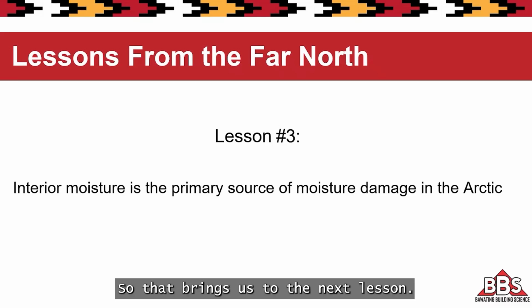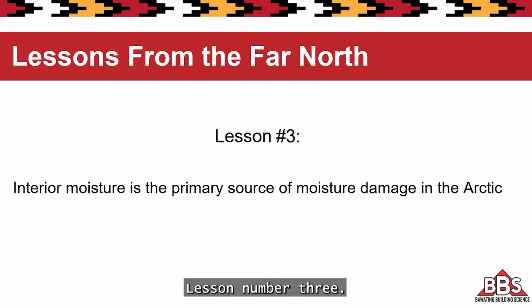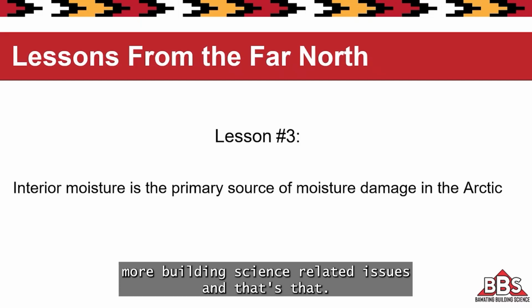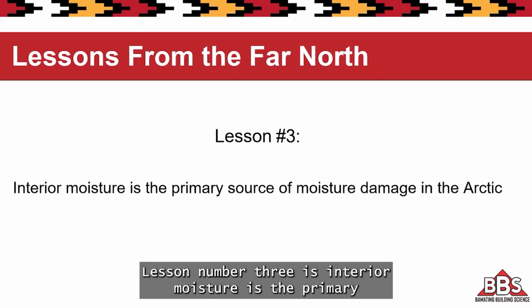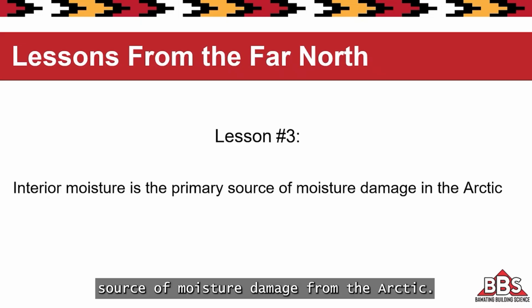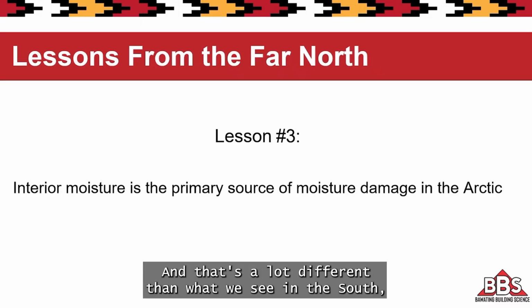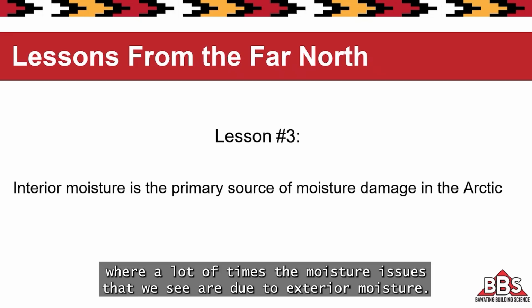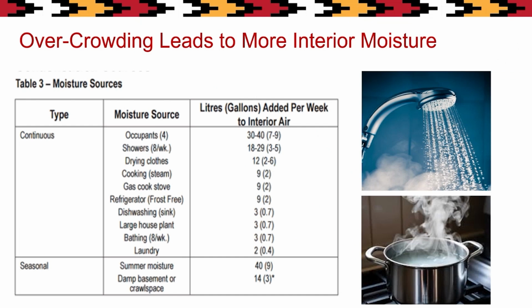So that brings us to the next lesson, lesson number 3. Now we're getting to a little bit more technical learnings, more building science related issues. And that's that lesson number 3 is interior moisture is the primary source of moisture damage in the Arctic. And that's a lot different than what we see in the South, where a lot of times the moisture issues we see are due to exterior moisture.